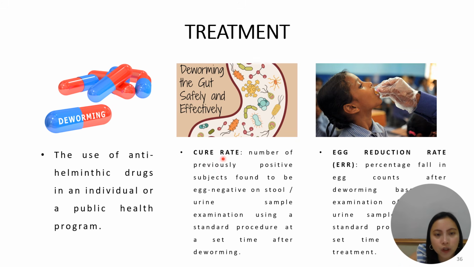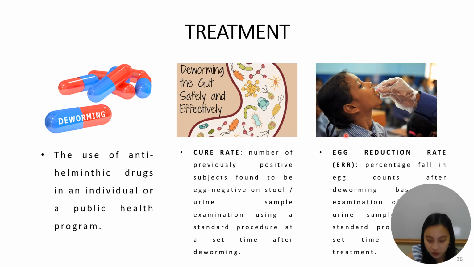Next is cure rate. Cure rate is the number of previously positive subjects found to be egg negative on stool or even urine sample testing or examination. This is making use of standard procedures at a set time after there's a deworming program or after deworming has been done. All right. So those are previously positive subjects that become egg negative on stool examination.